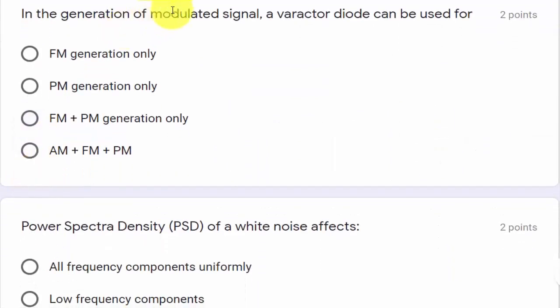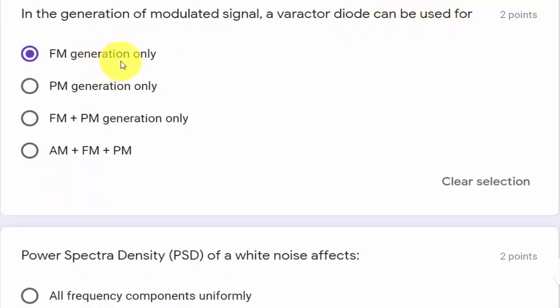In the case of generation of modulated signal, a varactor diode can be used for FM generation only. What do you mean by varactor diode? Diode followed by a capacitor. So in order to tune or to get a range of frequencies, you can tune either inductors or capacitor, but tuning inductance is a tedious task. So what you are going to do is make use of a capacitor.